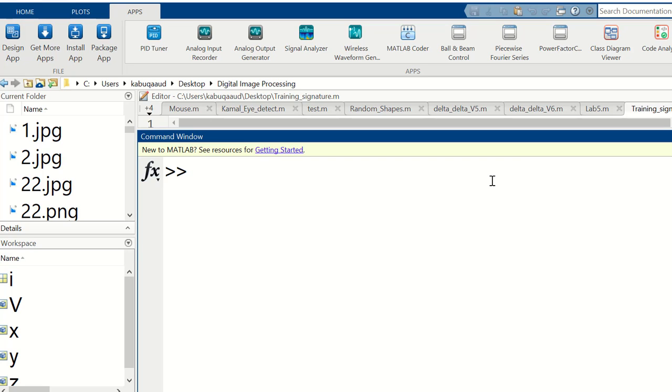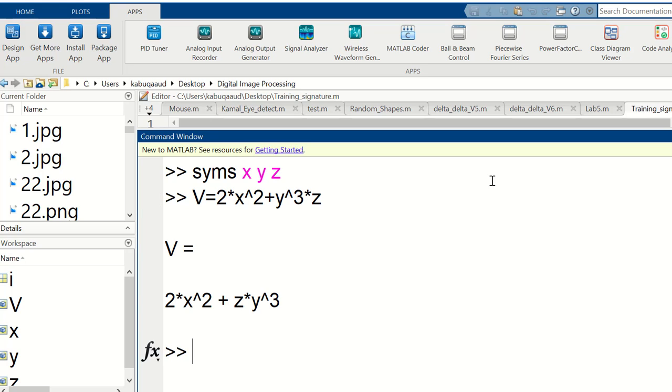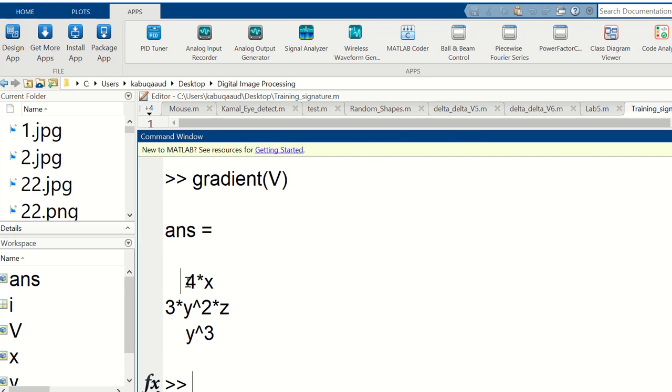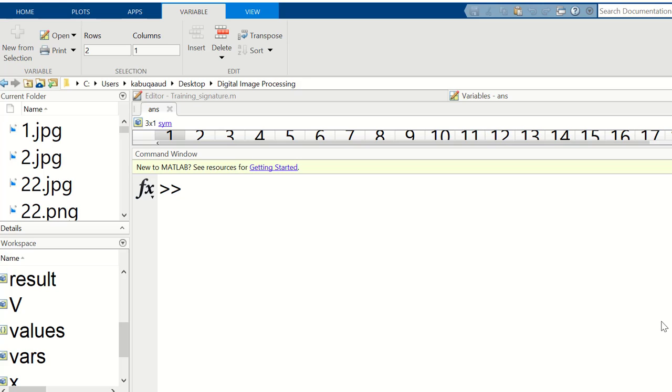I'm going to define the function V, voltage, using the symbols x, y, and z. The voltage is 2x squared plus y cubed multiplied by z. To find the gradient of this voltage, all I need to do is type gradient followed by V. Now we got the components: 4x in the x direction, 3y squared times z in the y direction, and finally y cubed in the z direction.